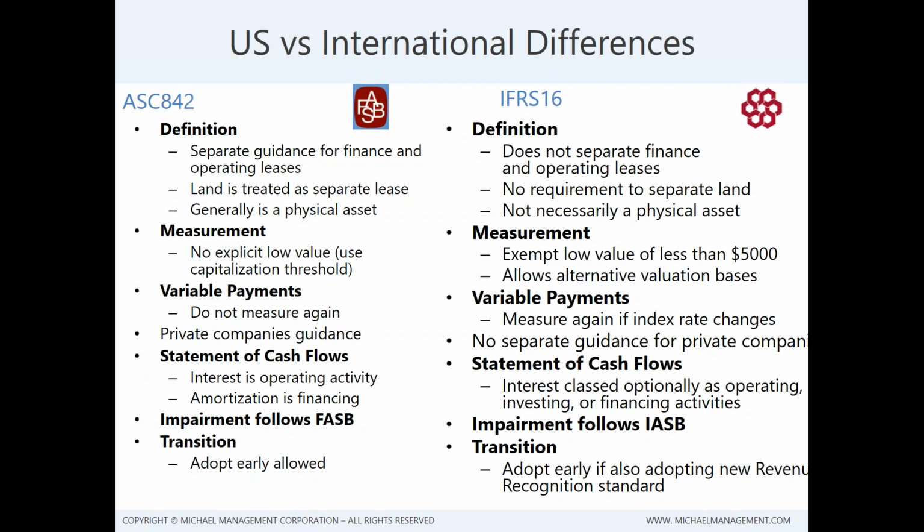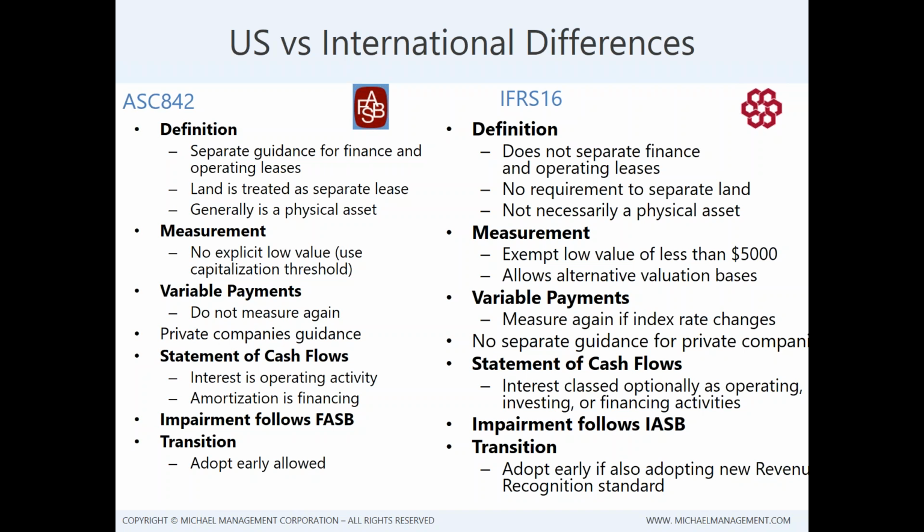Private companies, there is separate private company guidance in the U.S., but not internationally. Statement of cash flows, we've got interest is operating activity, amortization is financing activity. So this goes to how you segregate your disclosure information.